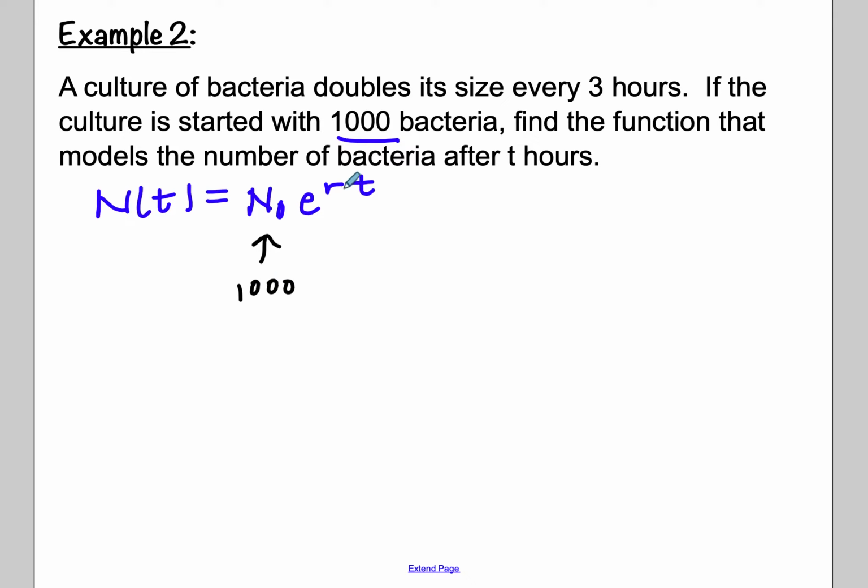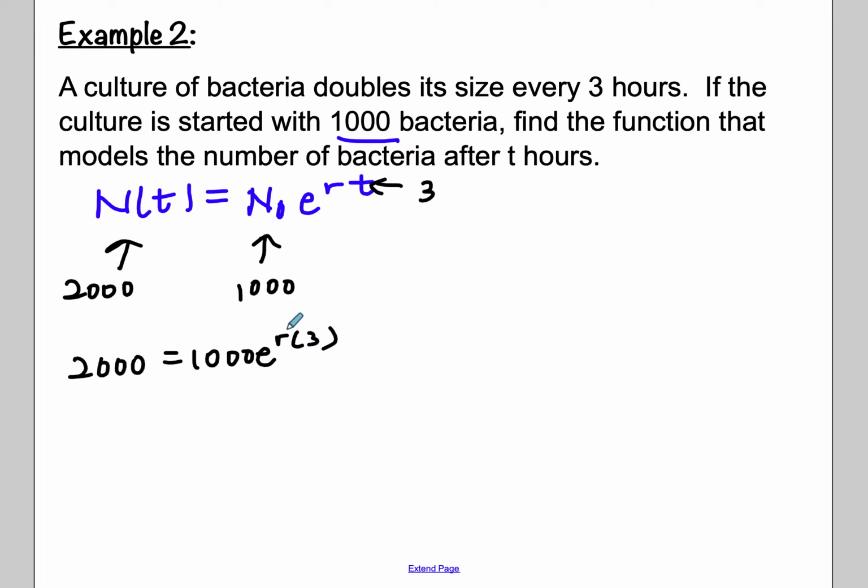Do I know my rate? I do not. No, it doubles, but I don't know my specific rate that it's growing at. But I do know it doubles. So if I started with 1,000 bacteria, I would double it. So then I know I end with 2,000. Okay. I don't know r, but I do know t. t is 3. Okay, so I'm going to plug in all this information. So I have 2,000 equals 1,000 e to the r times 3.